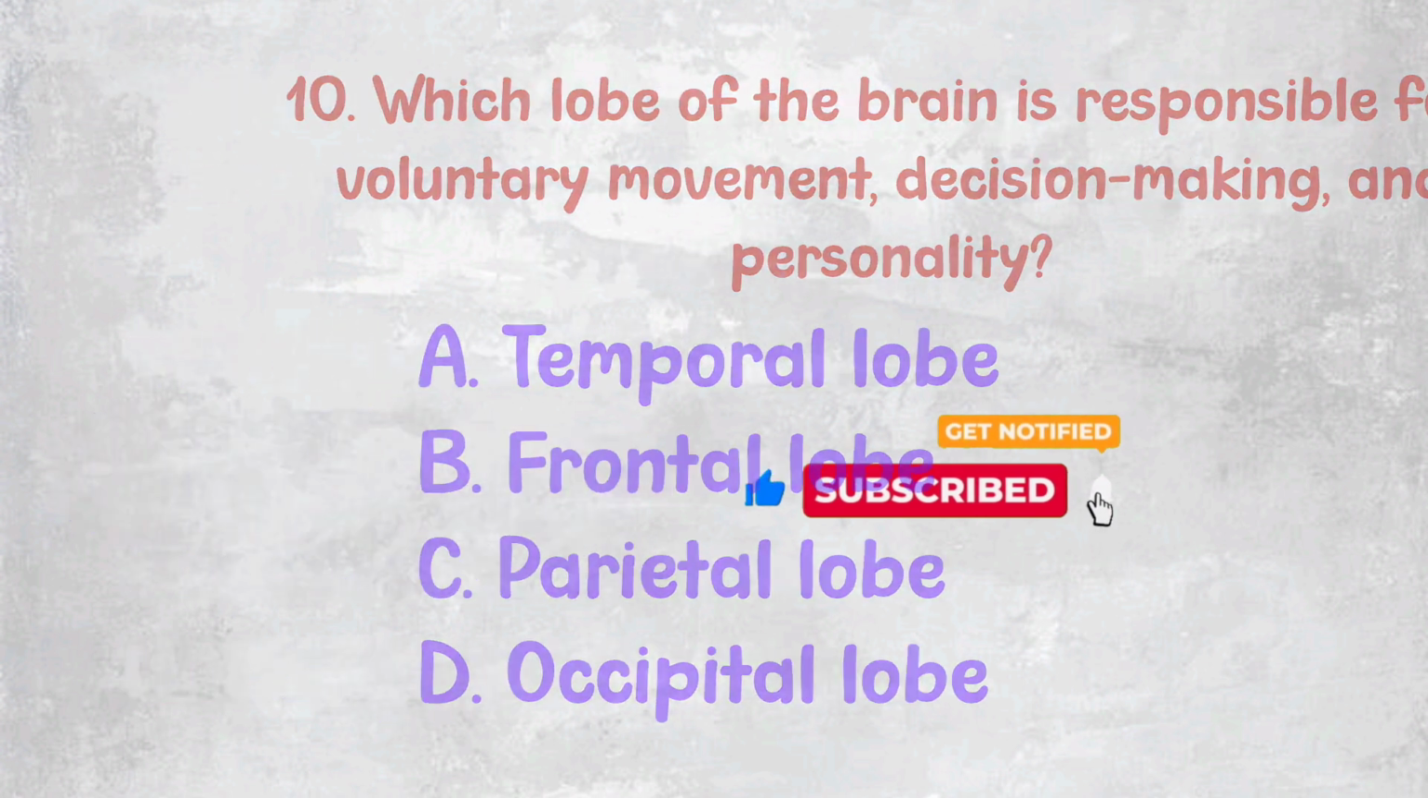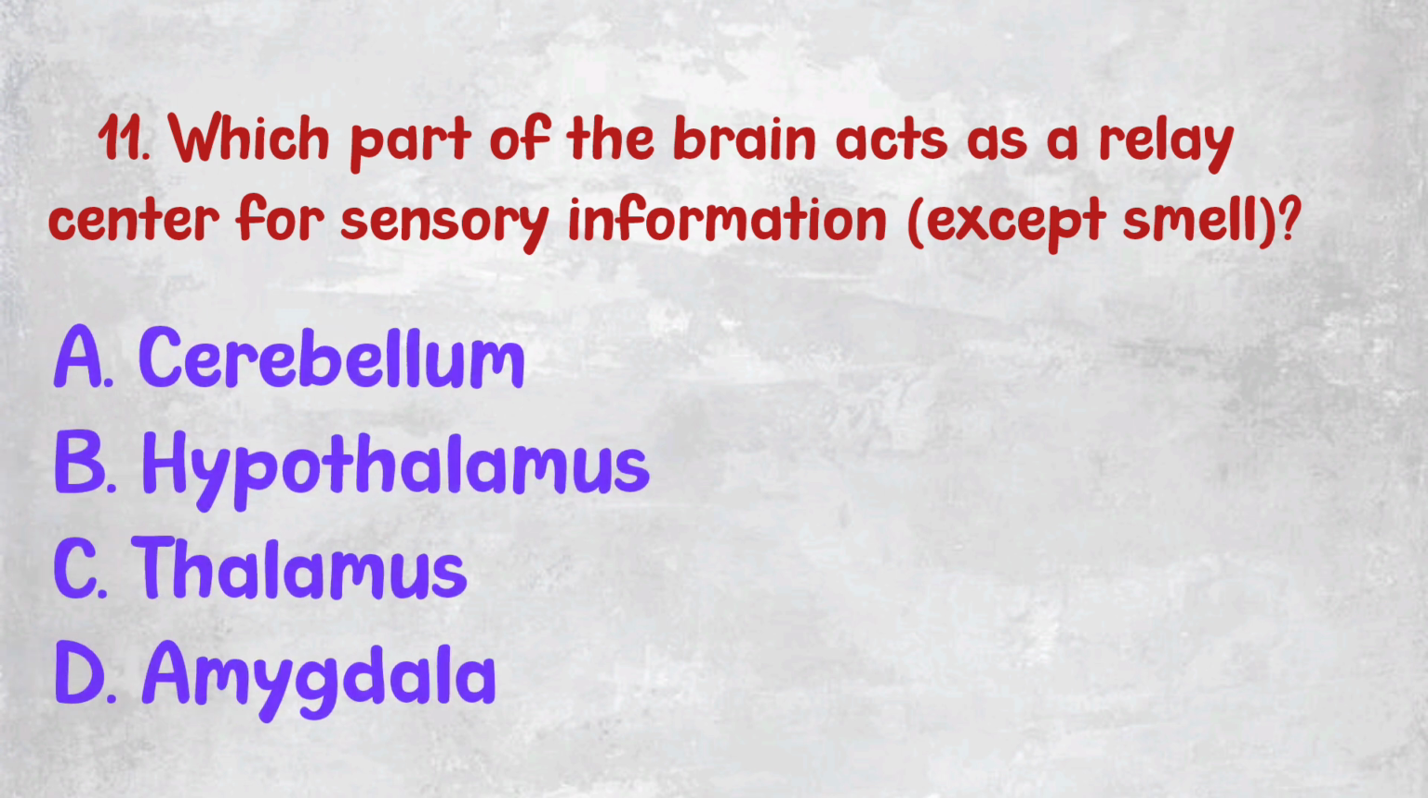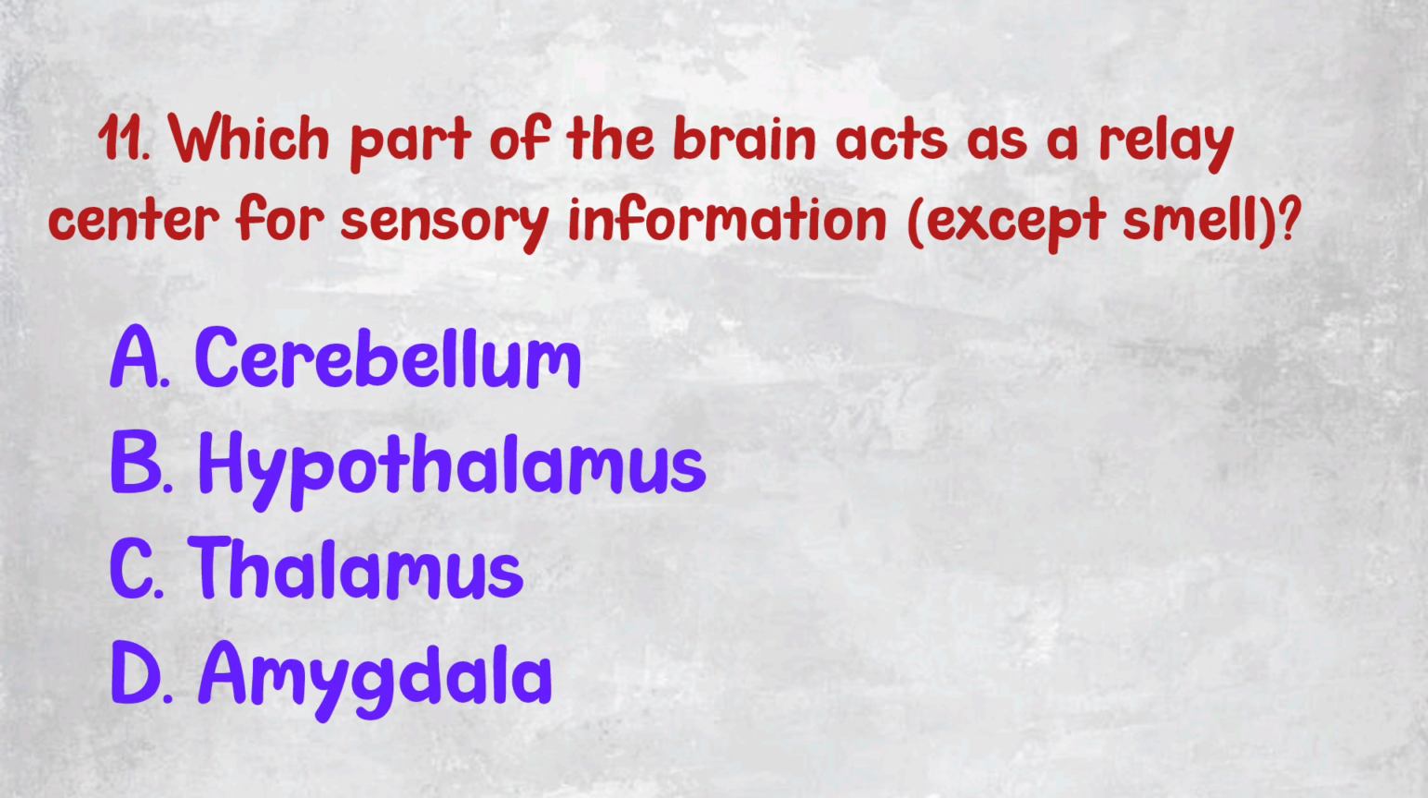So, question number 11. Which part of the brain acts as a relay center for sensory information except smell? We have A, the cerebellum, B, the hypothalamus, C, the thalamus, and D, the amygdala. Our answer here is C, the thalamus. The thalamus receives sensory input and directs it to the appropriate area of the cerebral cortex.